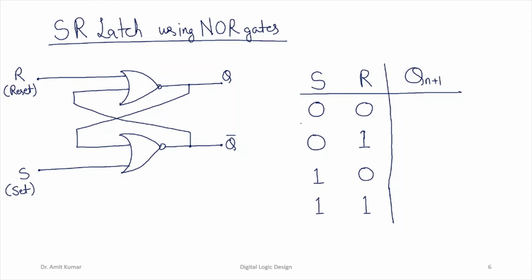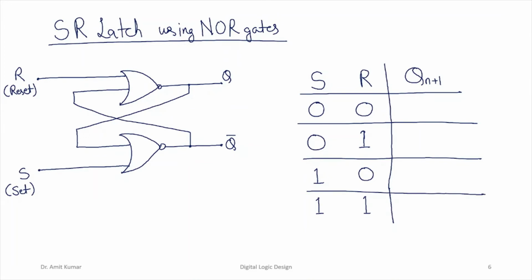For all of these cases, once we apply these inputs, in the first case, when S is 0 and R is 0, the output will retain the same value which was previously present before the application of these inputs. So we call this state the memory state, or the hold state.